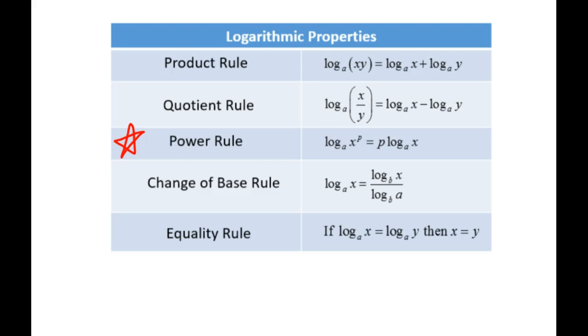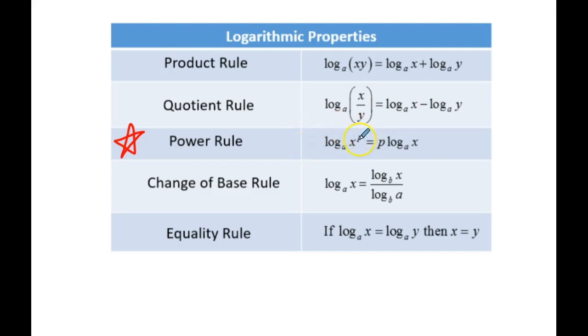There are many properties we can use when it comes to logarithms. There's the product rule, quotient rule, power rule, change of base formula, and then the equality rule. We'll get to these other ones later on, but for the sake of this lesson, we're just going to focus on the power rule, which tells us if we have a log with base a of x raised to the p power, we can take that exponent p and bring it down as a coefficient.